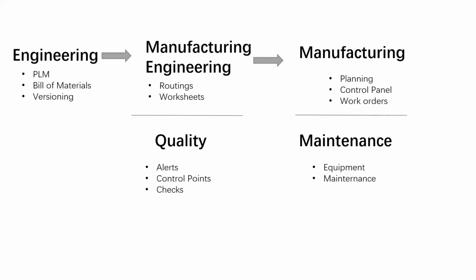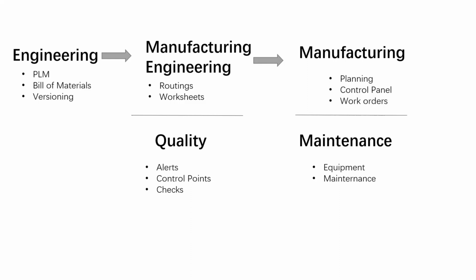system. So we're going to use the engineering, which includes product life management, bill of material, and versioning, to the next stage, which is manufacturing, engineering, and quality.